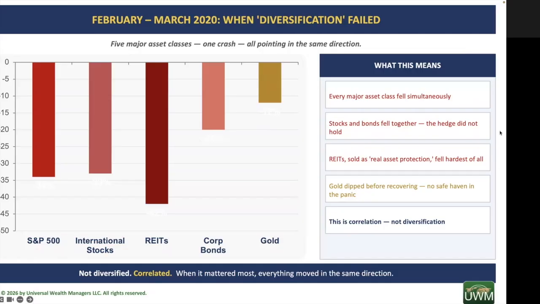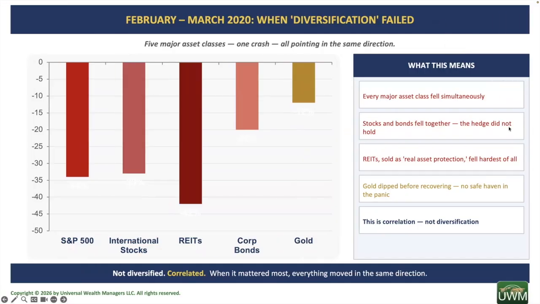Let me show you March 2020. This is a chart of 5 major asset classes during the February-March 2020 market crash. The same crash your advisor told you your diversification would protect you from. The S&P 500 down 34%. International stocks down 33%. REITs down 42%. Corporate bonds down 20%. Look at this chart. Every bar is pointing in the same direction, down.